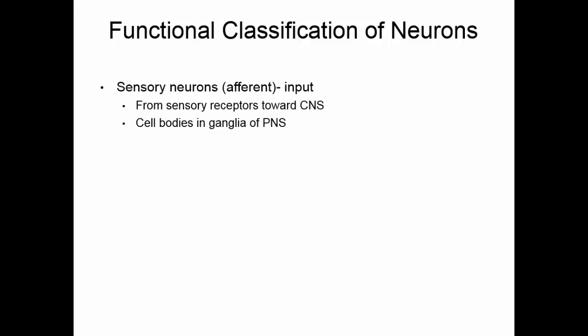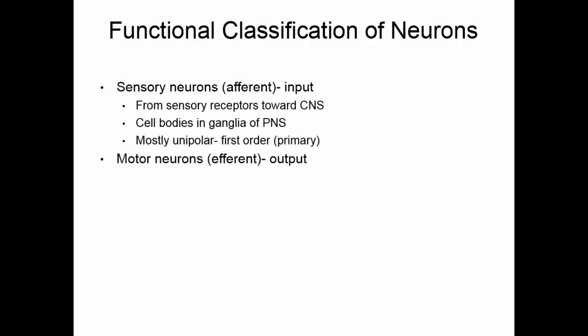Their cell bodies are found in the ganglia of the peripheral nervous system. Ganglia are simply clusters of gray matter, or cell bodies in this case. Most are unipolar, and they're also referred to as first order or primary neurons because they are the primary input for the information to the central nervous system.